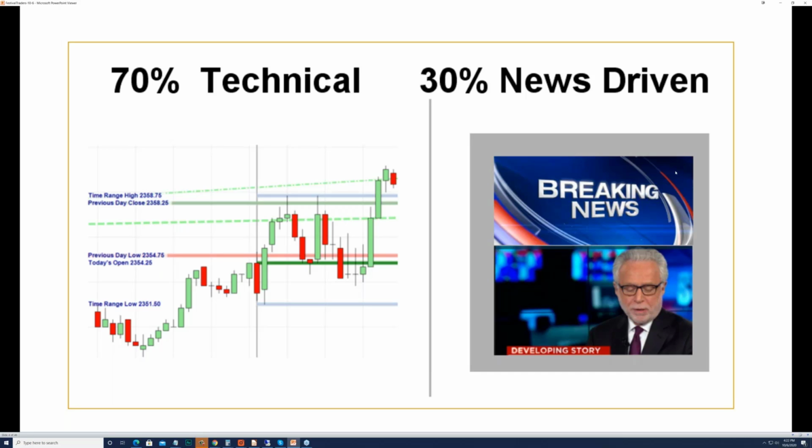Now, it doesn't matter if you're a scalper, if you're taking positions for an hour at a time, or you're trying to ride the whole session, or you're a swing trader. These same concepts apply to you at your level. And so the first thing is that when we break it down, we get 70% technical price action, and the other 30% is news driven, right? So that means that all of our best efforts at technical analysis only get us about 70% of the way there, right? There's always going to be a news event that comes in and throws the market into a tailspin.